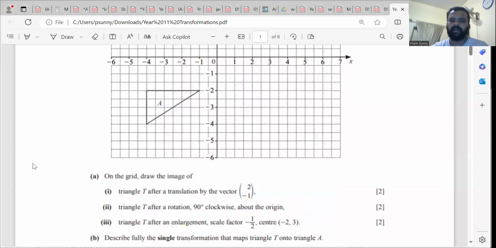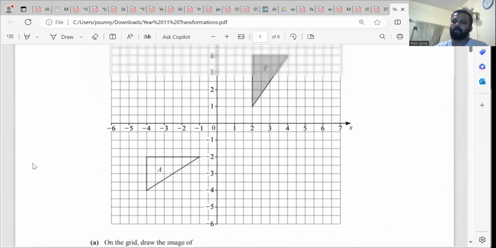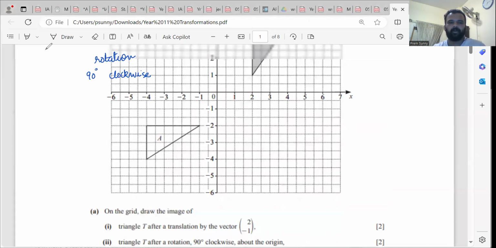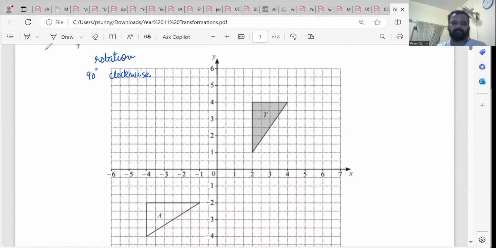The question: triangle T after rotation 90-degree clockwise about the origin. So here in this case, what we need is rotation 90-degree clockwise. That is what it says, rotation 90-degree clockwise about the origin. So about the origin.